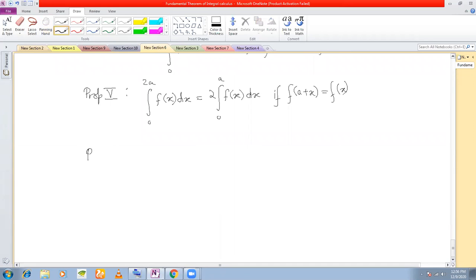Okay, and next is property 6. Property 6 is that integral minus a to plus a fx dx is equal to twice integral 0 to a fx dx if fx is an even function. You know what is an even function?